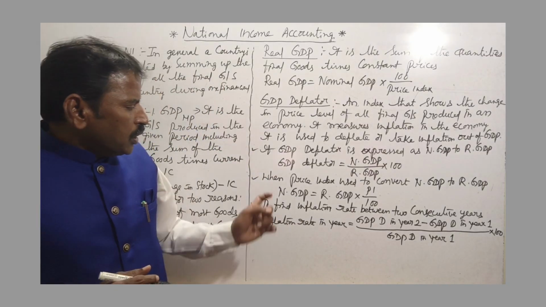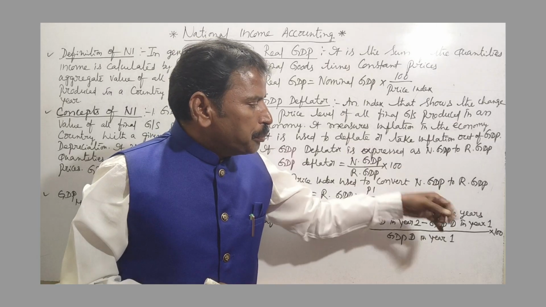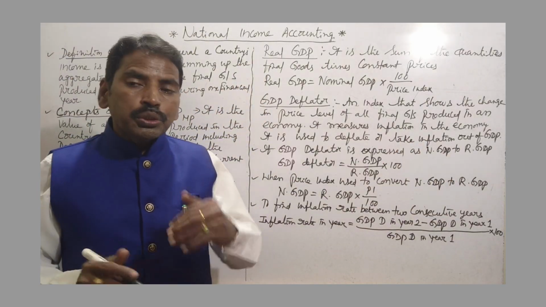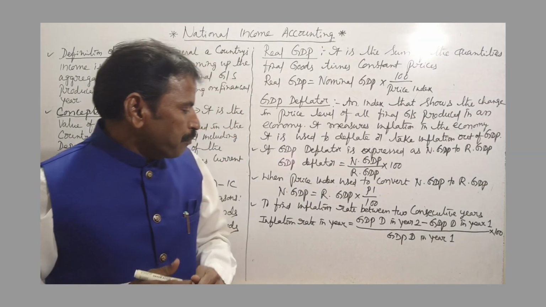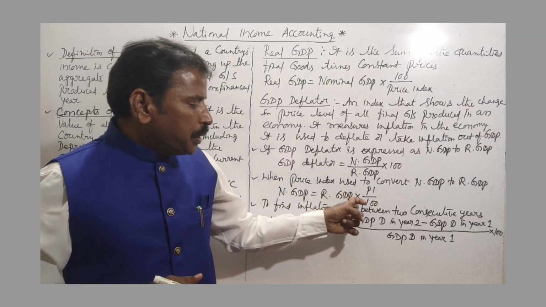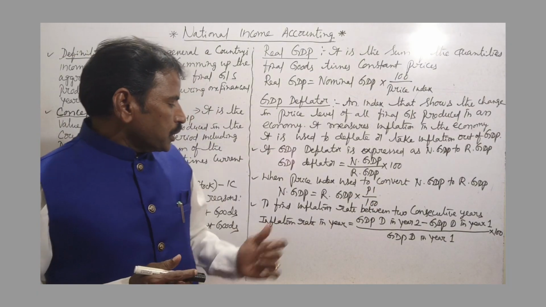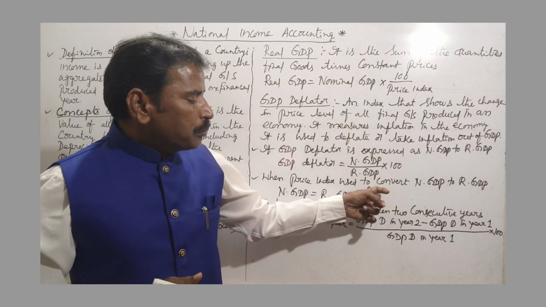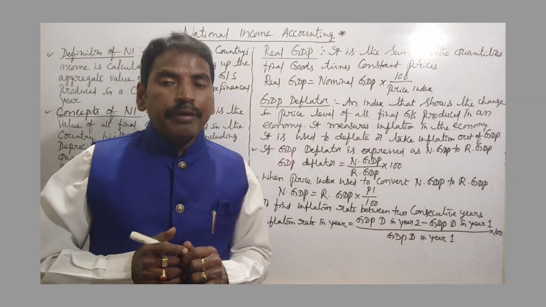Next, when price index is used to convert nominal GDP to real GDP, nominal GDP is equal to real GDP into price index by 100. Then you will get nominal GDP.